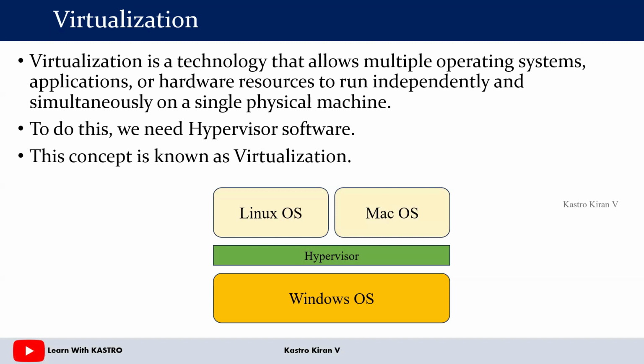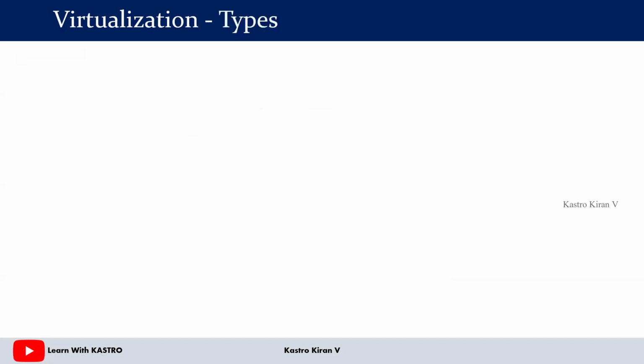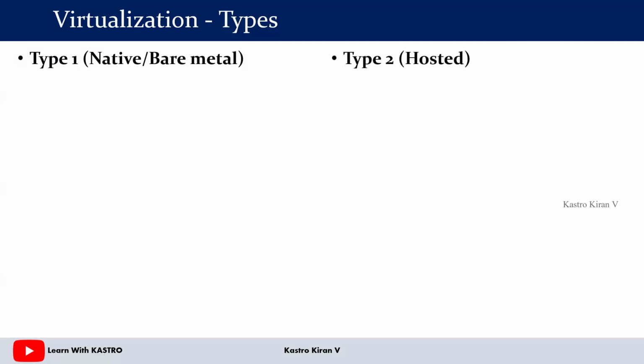Let us understand the virtualization concept in a little better way and also in a deep way. But before that, let us see what are the different types of virtualization that we have. In general, we have two types of virtualization. The first one is known as type 1 and the second one is known as type 2. Type 1 is also called native or bare metal virtualization, and type 2 is known as hosted virtualization.